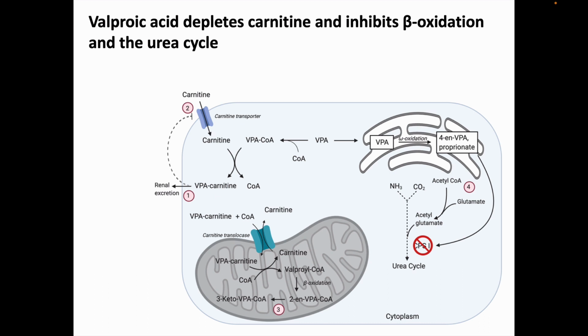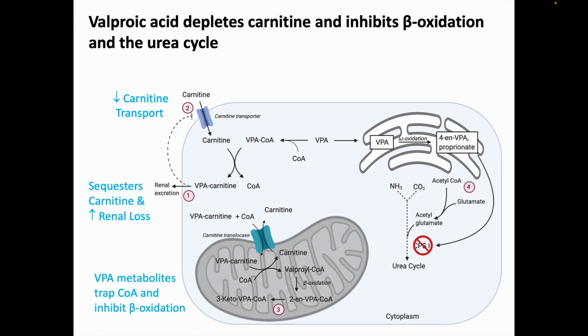Valproic acid, or VPA, interferes at many steps of normal fatty acid metabolism, resulting in carnitine depletion and inhibition of beta-oxidation and the urea cycle. As a fatty acid, VPA can become esterified to carnitine, sequestering the carnitine and lowering intracellular levels, and then some of the VPA carnitine is renally excreted and the carnitine is lost. The VPA carnitine also competes with carnitine, blocking carnitine transport into the cells so that they can become further depleted.